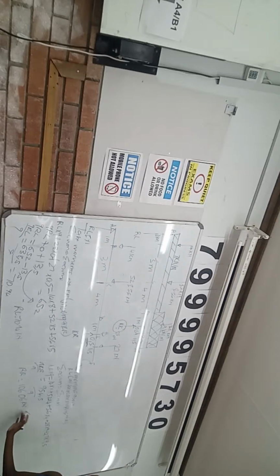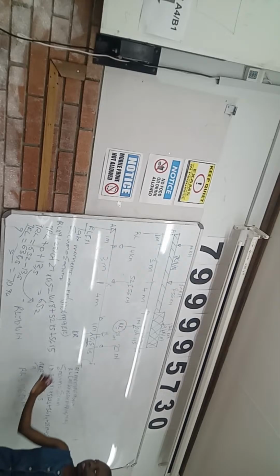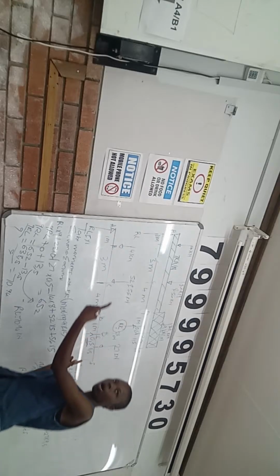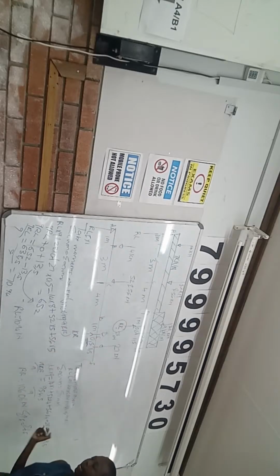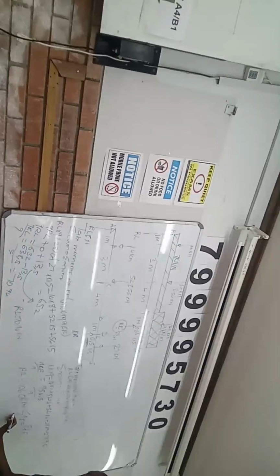So let us confirm. Sum of upward forces is equal to sum of downward forces. Upward forces, you look at the arrows. There are only two upward forces again, which is RL and RR. What is our RL? 70.94 plus 106.06. And then what's the downward forces? 14 plus 52 plus 56 plus 28 plus 27.